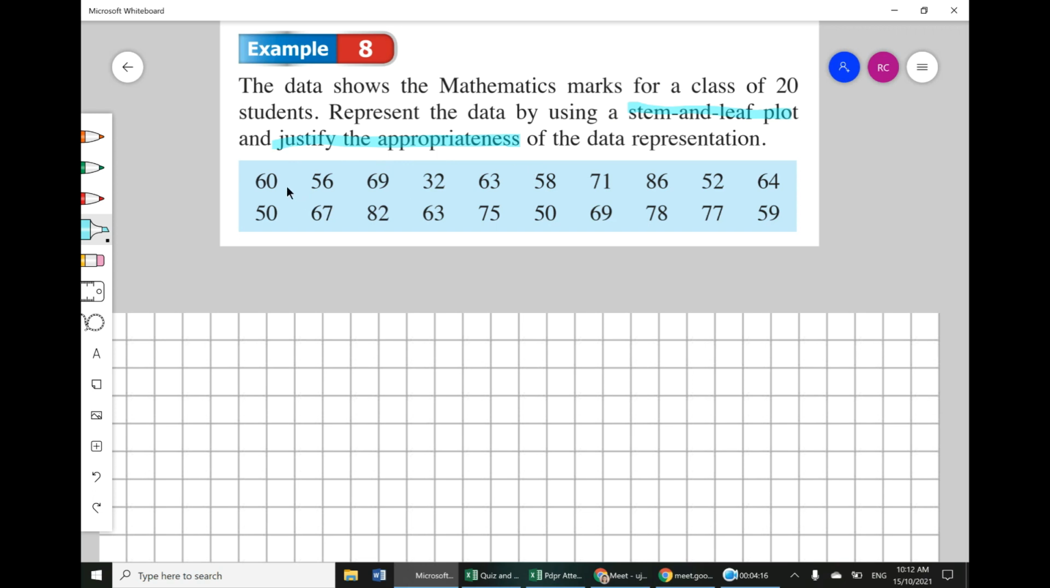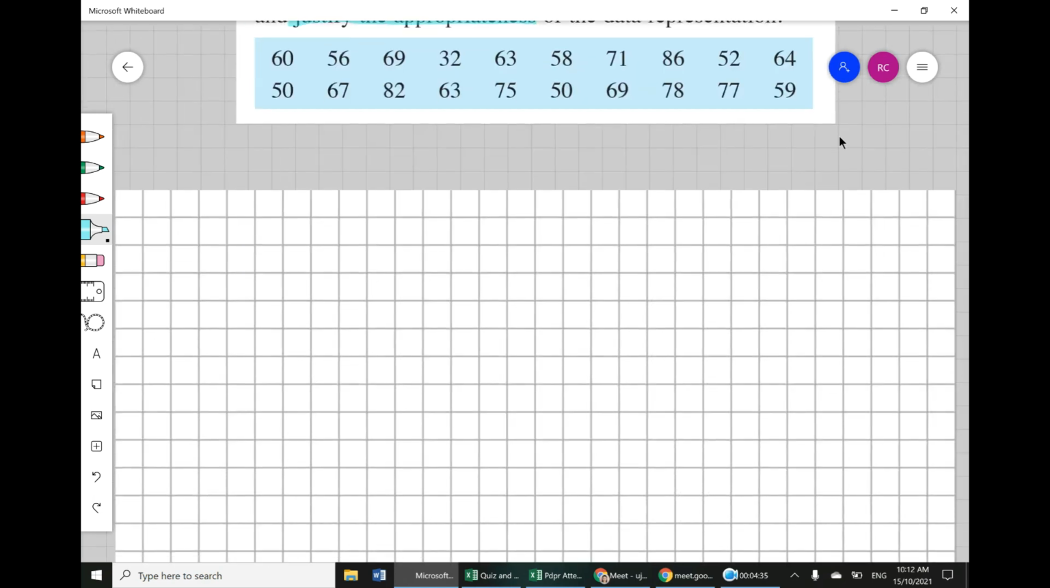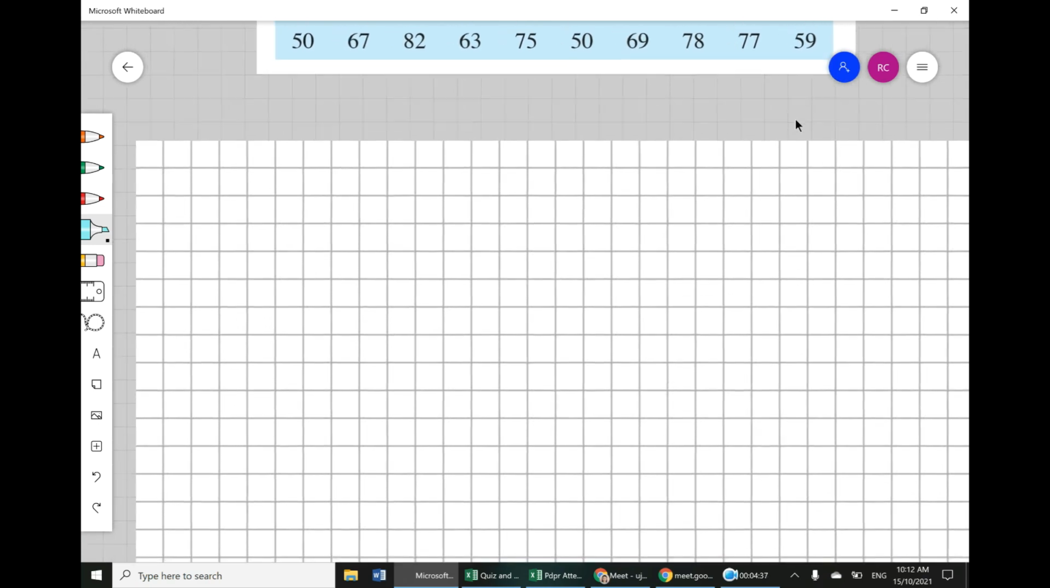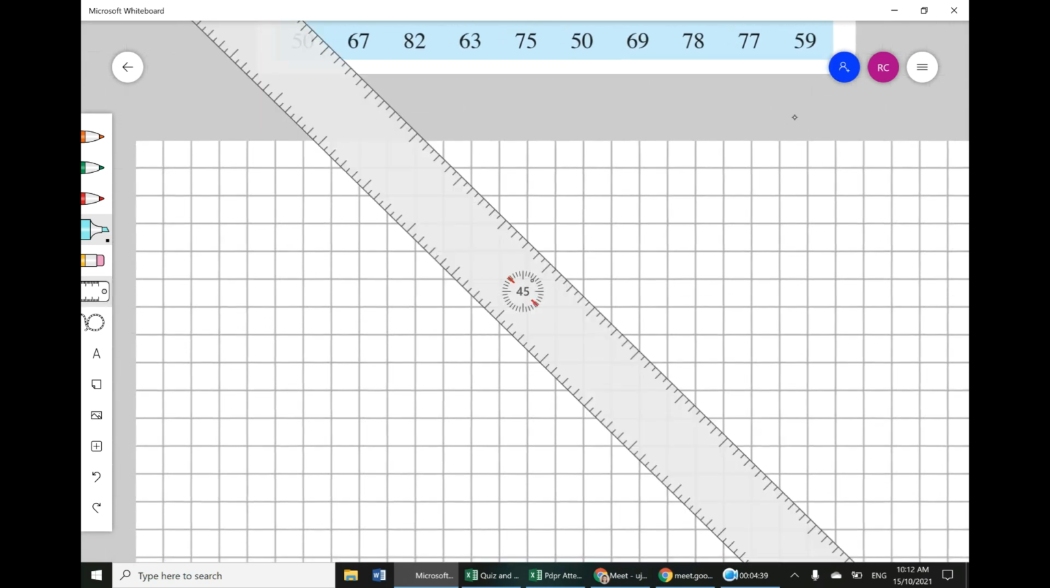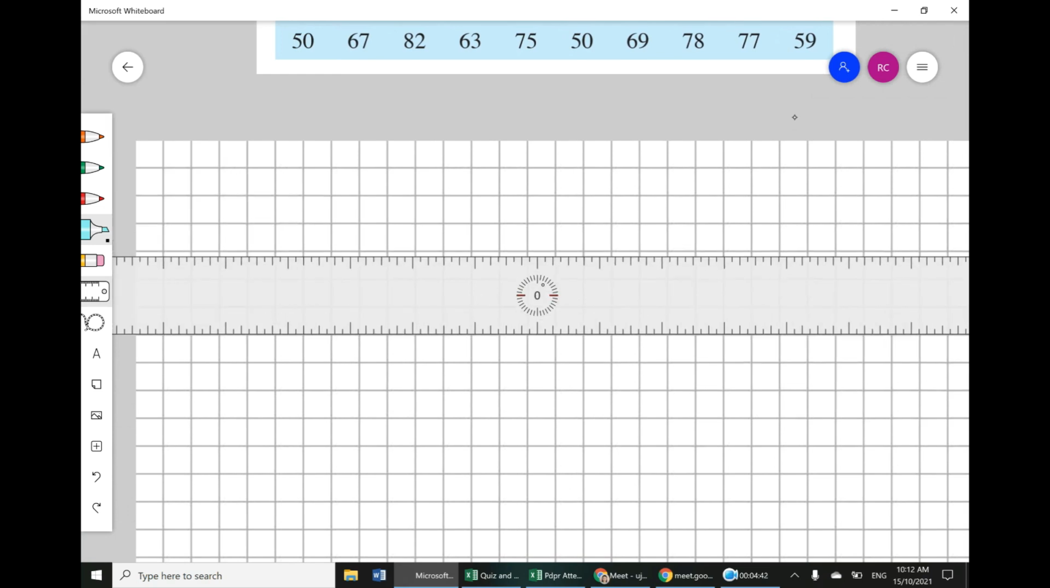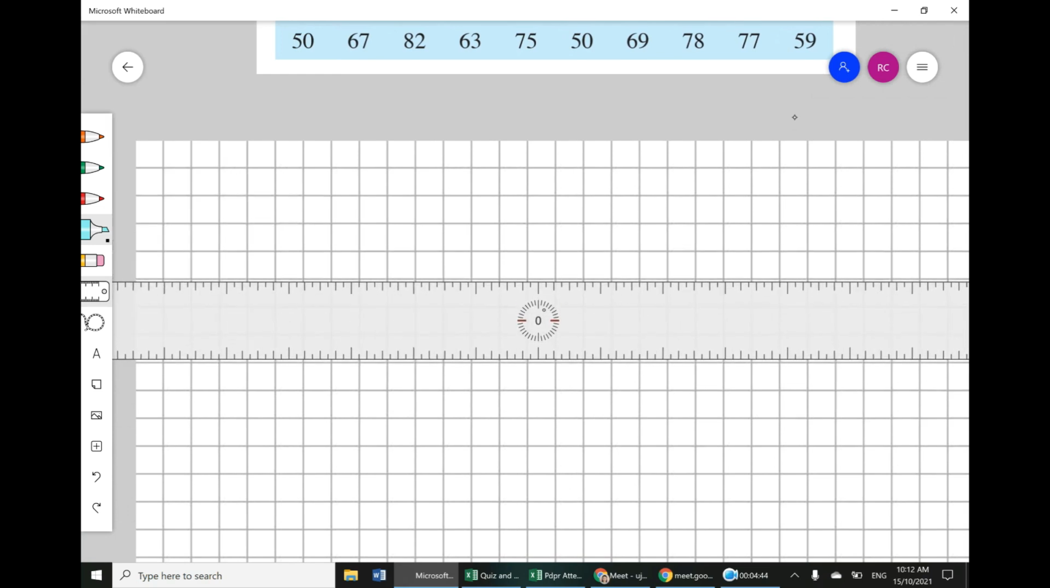Okay, so now we look at the data given here. We have 60, 56, and so on until 59. Let us calculate the total number of data that we have. 1, 2, 3, 4, 5, 6, 7, 8, 9, 10 times 2. So we have 20 data over here. First thing, when you want to draw the stem and leaf plot, you are going to draw a line that is divided into 2 columns. I'm going to leave some space on top for the title.